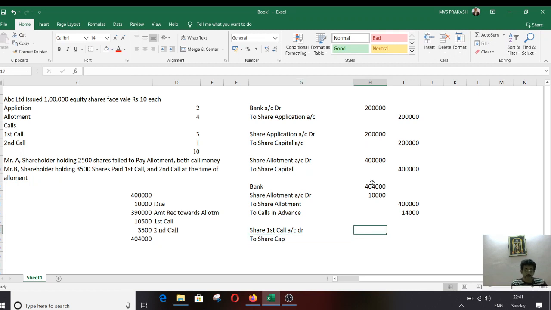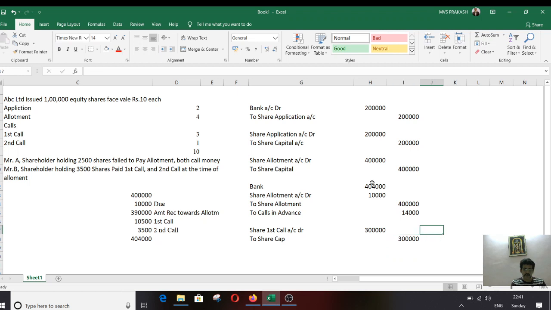With what amount? What is the amount you are supposed to receive? 1 lakh shares at 3 rupees each. So ultimately 3 lakhs is the amount which I should receive. Because I don't know how much I will receive or whether I will receive anything, I have income to be received of 3 lakhs that we have recorded.